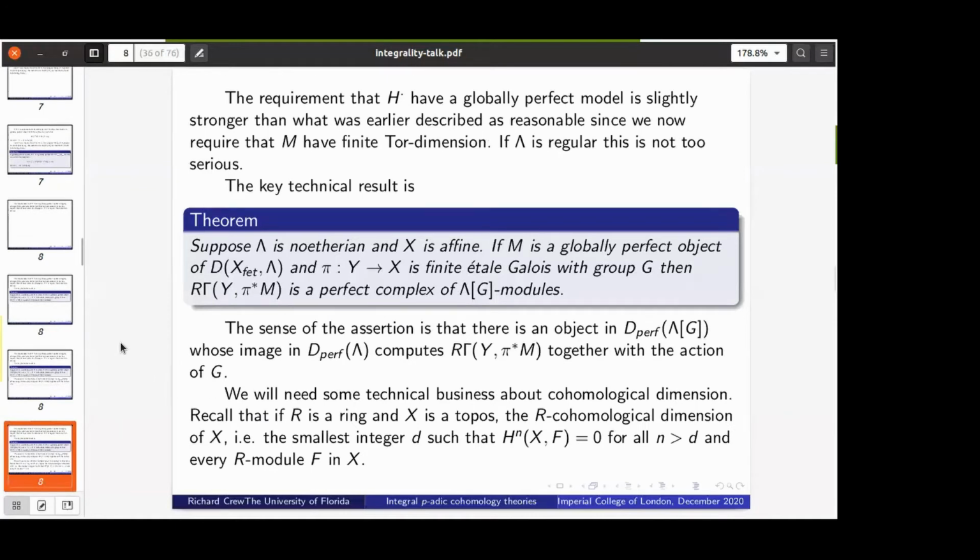I'll need some technical business about cohomological dimension here. Let's recall that if R is a ring and if X is a topos, then the R cohomological dimension of X is the smallest integer d such that H^n of X with coefficients in F vanishes for all n greater than d and every R module F in the topos X.